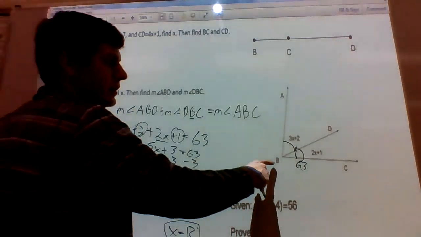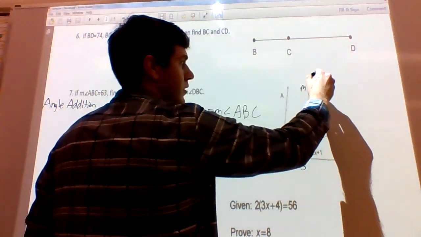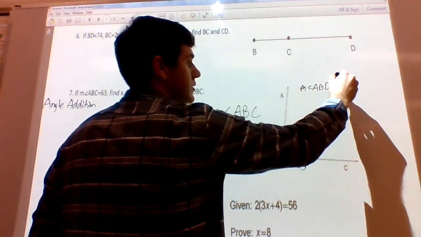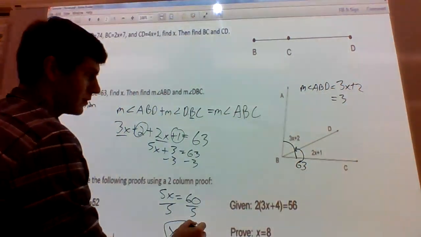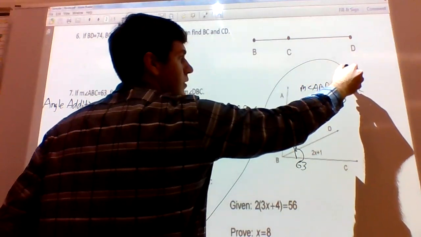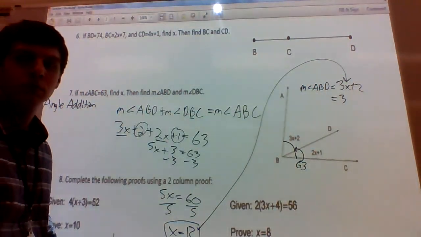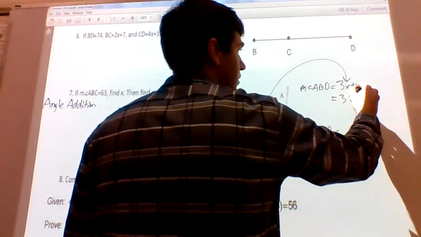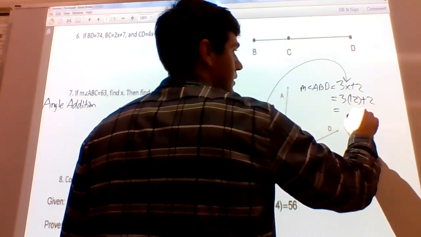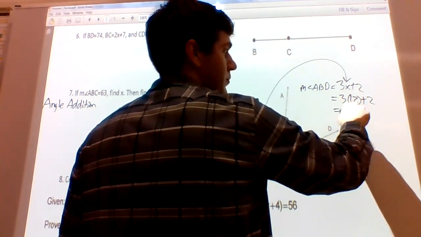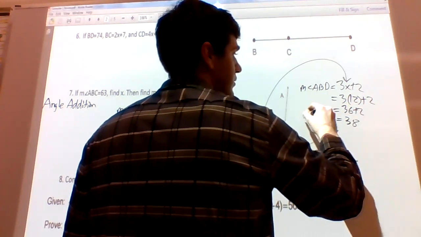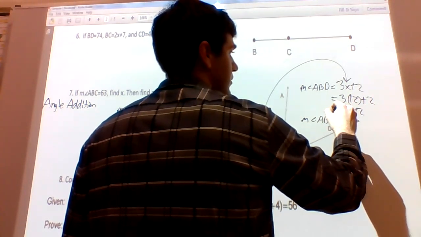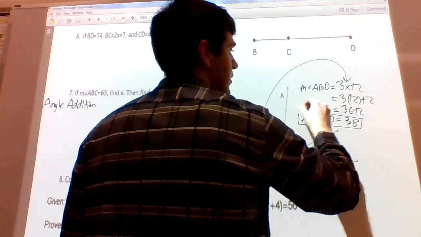So ABD was equal to 3x plus 2. We know x is 12. So 3 times 12 plus 2 is going to give us 36 plus 2, which is going to give us 38. So the measure of angle ABD is 38.